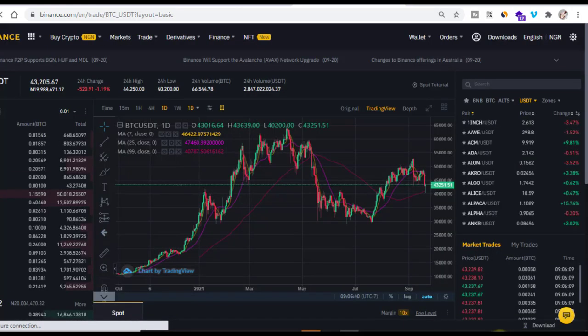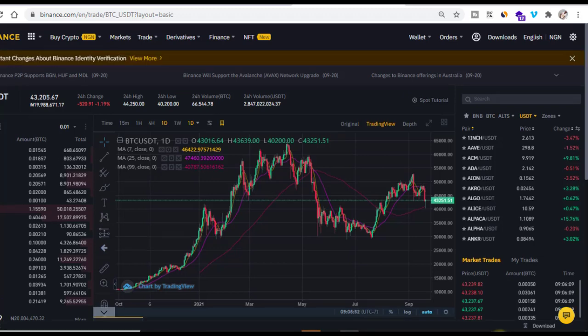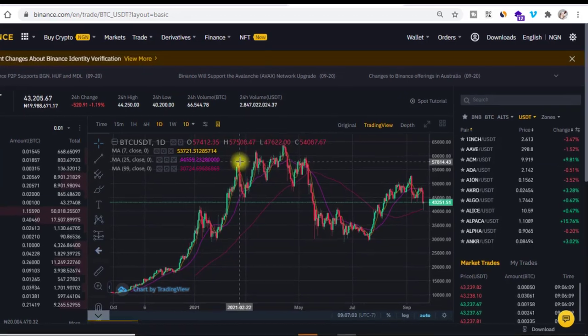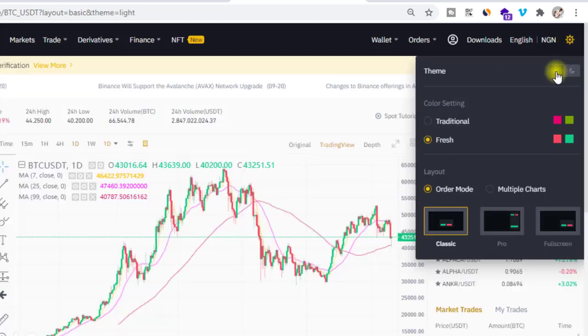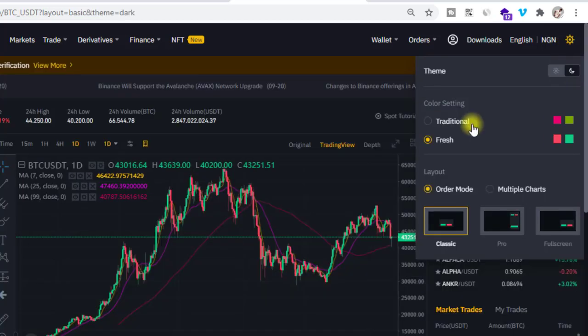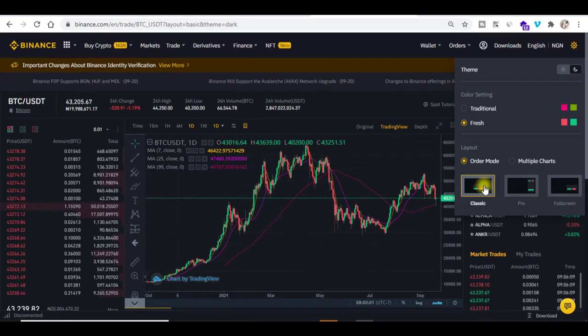We are in the exchange now. First, let me show you the difference between Classic and Advanced. Here in the top right of the window, we have a setting button. Here you can switch between light or dark mode, as you can see, and here you can change the red and green color into traditional or fresh. We keep it fresh. You can customize the layout of the window, which is actually Classic or Advanced.